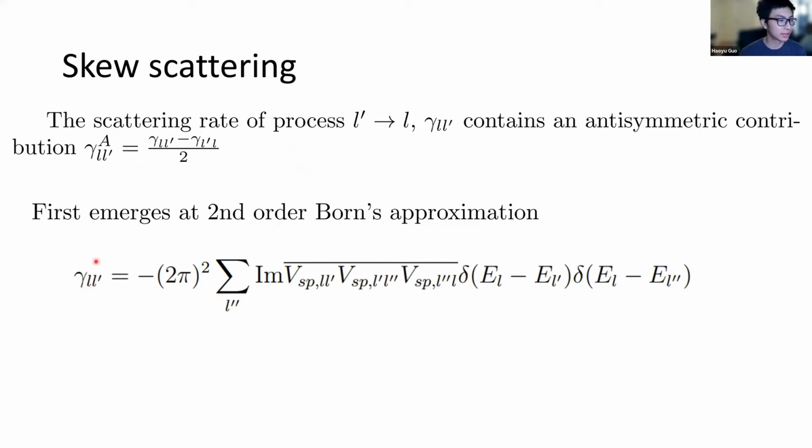And to calculate this skew scattering rate, we just use the second order Born approximation. The leading order contribution appears at second order, which involves the cubic power of the scattering potential. The expression is like the following.